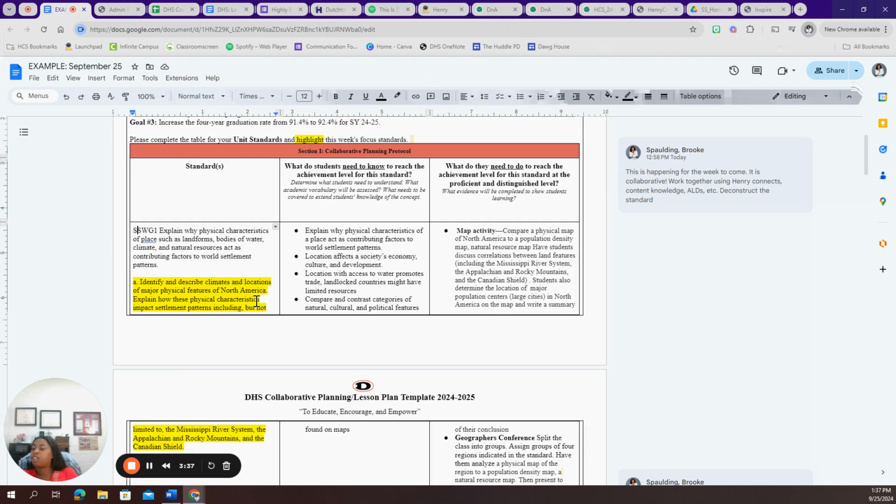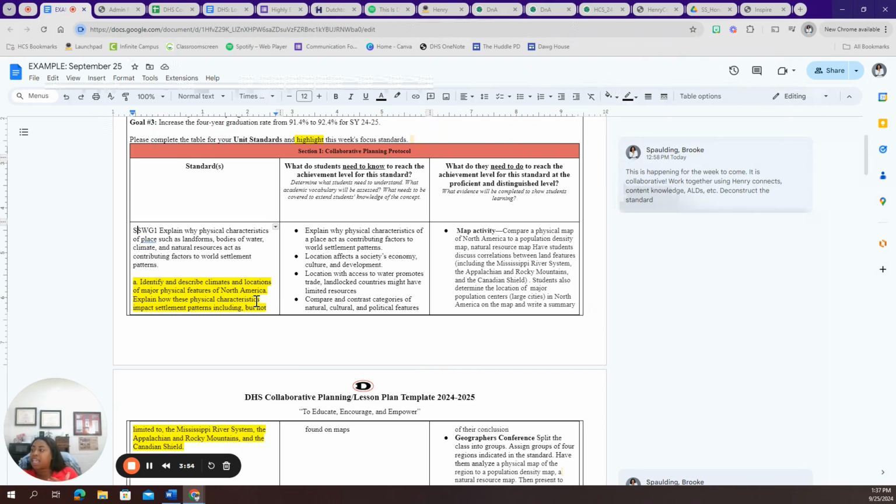Now, we can pull the standards from Georgia DOE. We can pull the standards from Henry Connects. They're accessible to you, and the language is going to be the same because it comes from the state down. So your standard goes there.